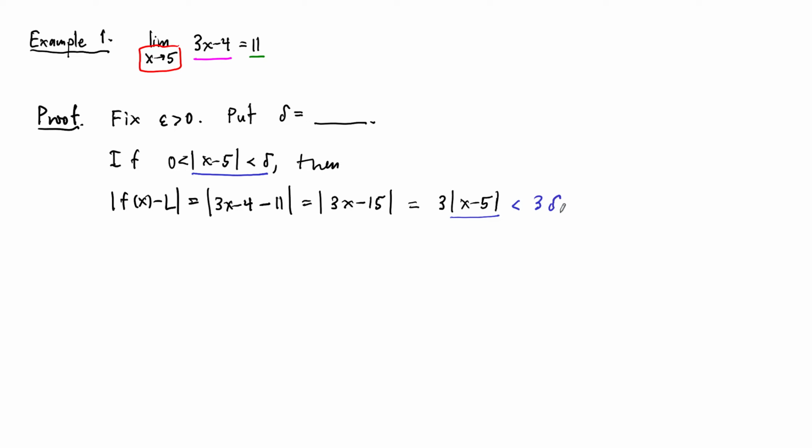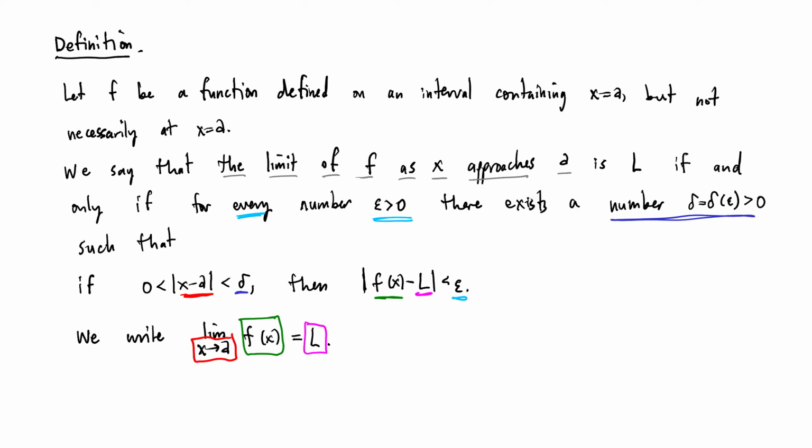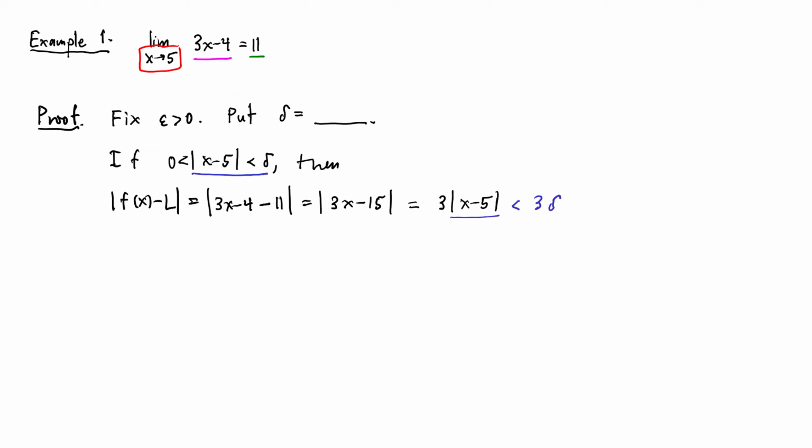Now we want to try to get this to equal epsilon. Go back to our definition. Making our assumption that x minus a is less than delta should lead to this difference, f of x minus L, being less than epsilon. So we need to get an epsilon in here. How are we going to do that?